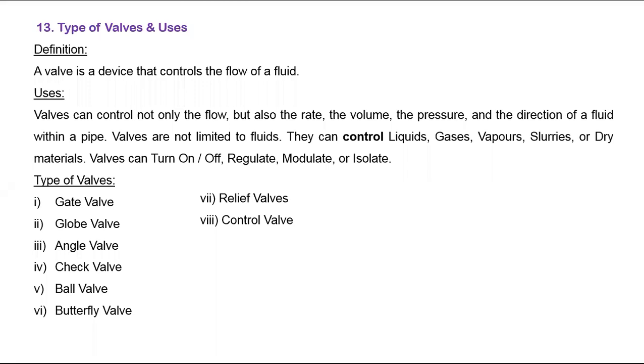Types of valve widely used in the plumbing system: gate valve, globe valve, angle valve, check valve, butterfly valve, relief valve, control valve. In our plumbing system, widely we are using gate valve, angle valve, check valve, butterfly valve, relief valve, control valve. The globe valve we are not using in our plumbing system. For your knowledge purpose, we have given it in this slide. Normally, globe valve we are using in the petrochemical system only.